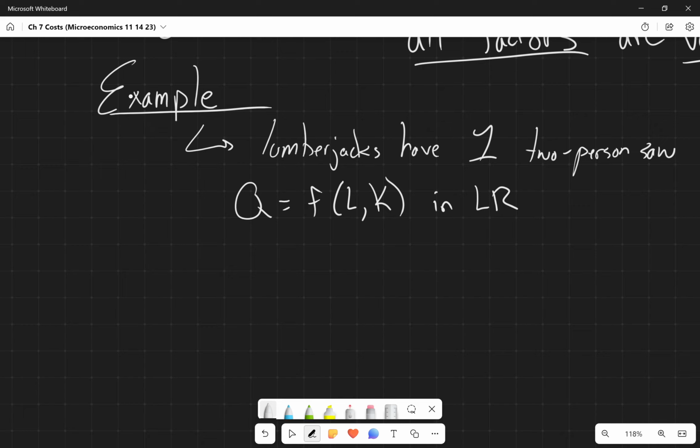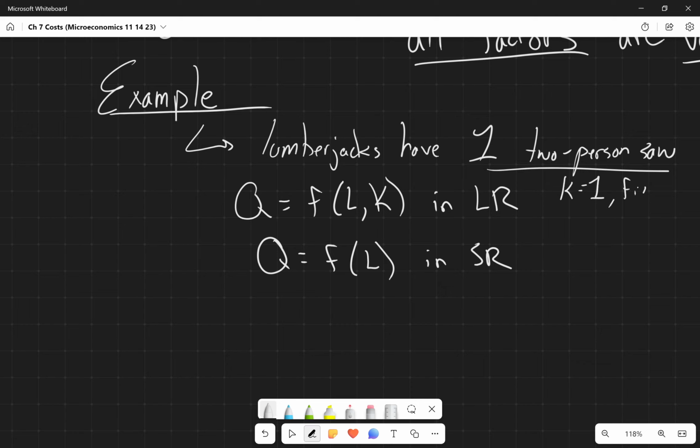But when we are talking about what's going on right now and what we can change right now, we really just have an F of L, right? Because they have only one of these two-person saws. So we would say our capital is fixed at 1. So since the capital is fixed in the short run, the amount of trees that we can produce, the output, depends entirely on this labor.